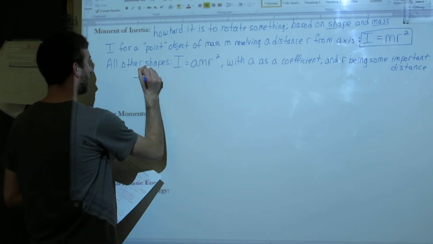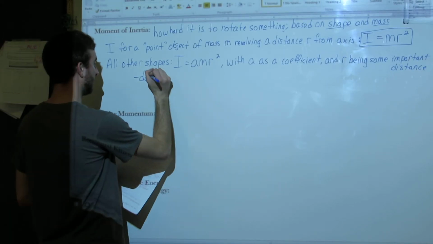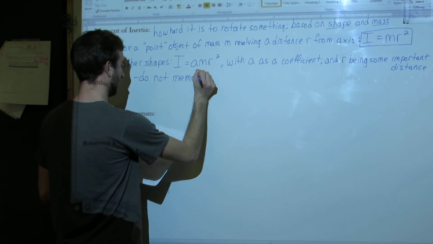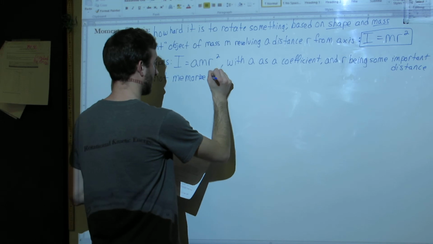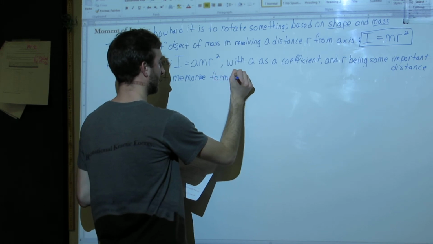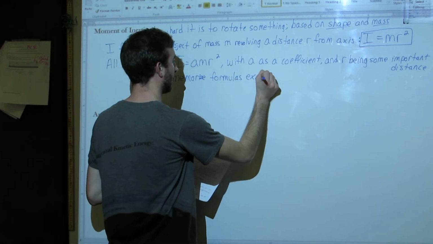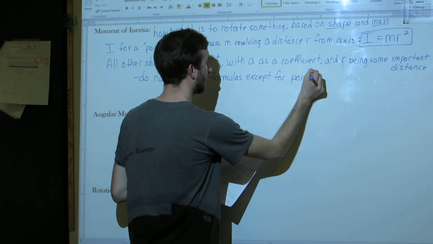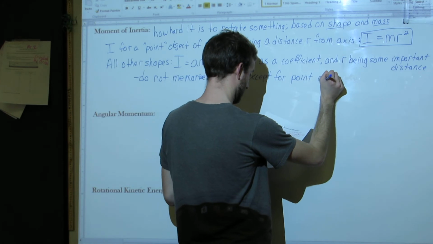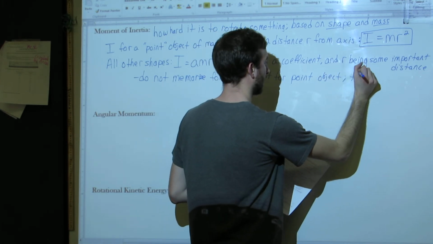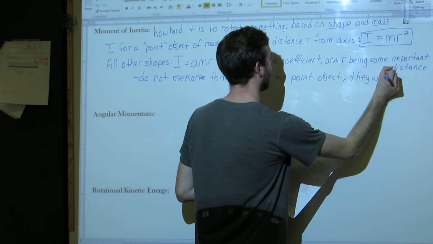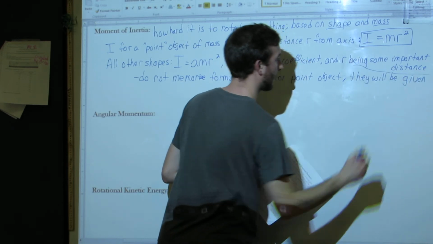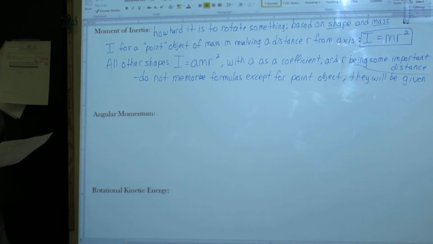Okay? So, when you see different formulas in the next couple of days, next couple of weeks, do not memorize formulas for a moment of inertia except for the one for a point object, mr squared. They will be given to you. You do not need to memorize them.